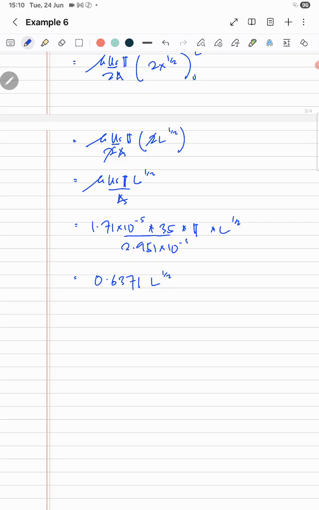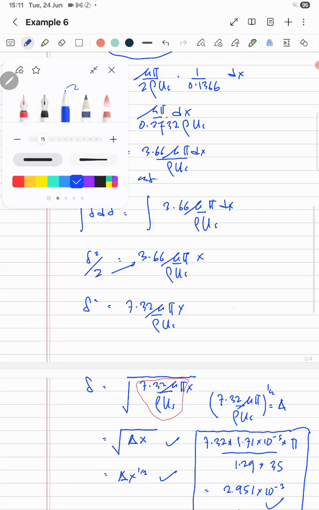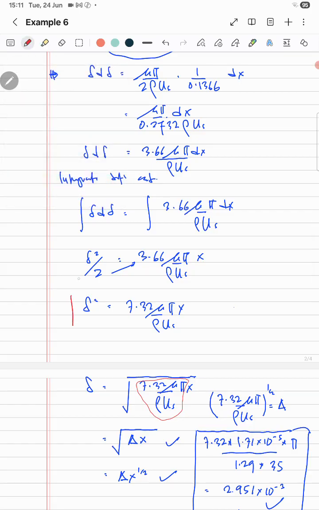Remember, what is the value of L? We are not sure yet. At the beginning they said that the boundary layer thickness at the trailing edge is equal to 2 mm, which means delta equal to 2 mm at x equal to L. So here we want to determine the value of x, or L, at x equal to L. Again we have this boundary layer equation, and maybe we can use this one.